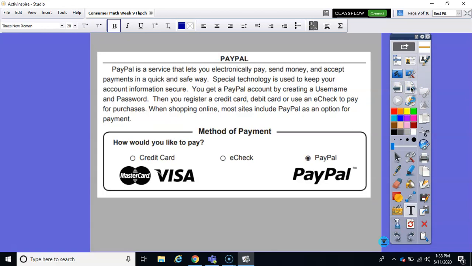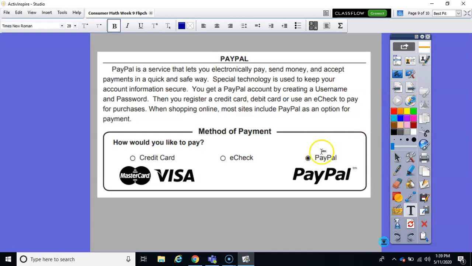A lot of people use PayPal these days. It's a service that lets you electronically pay, send money, and accept payments in a quick and safe way. They use special technology to keep your account information secure so nobody can hack your information. And you get a PayPal account by creating a username and password, and then you register a card. This could be a debit card, or you can use e-check to pay for purchases. When shopping online, most sites include PayPal as an option.